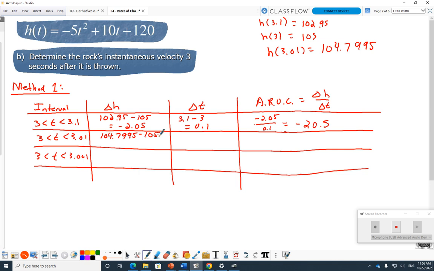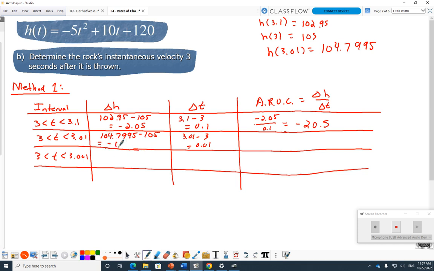104.7995. Subtract the 105 and I get negative 20.05. And I go 3.01 minus 3 is 0.01. And I do delta H, negative 20.05, over delta T, 0.01. Oops. Sorry, I made a mistake there. I got way ahead of myself. Let me fix it. I had the decimal places all wrong over here.